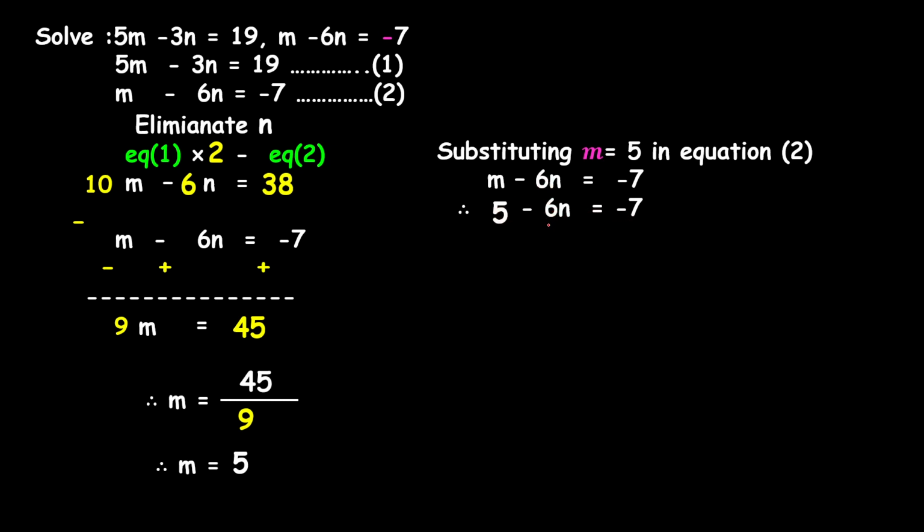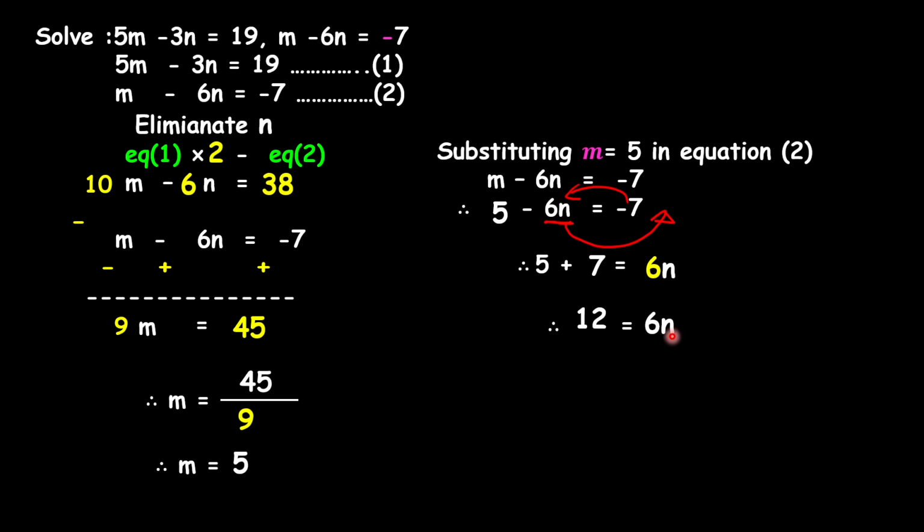To find the value of n, but the term of n is negative, so first we transfer this negative term to RHS. Minus 6n becomes plus 6n. We also transfer this negative 7 to RHS. Therefore 5 is remaining. 5 is equal to minus 6n becomes plus 6n. Now transfer this negative 7 to RHS. Minus 7 becomes plus 7. 7 plus 5 is nothing but 12. Therefore 6n is equal to 12.